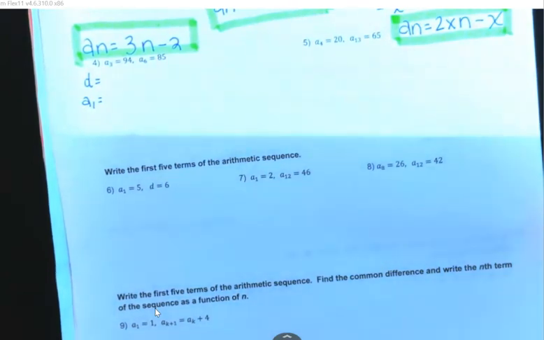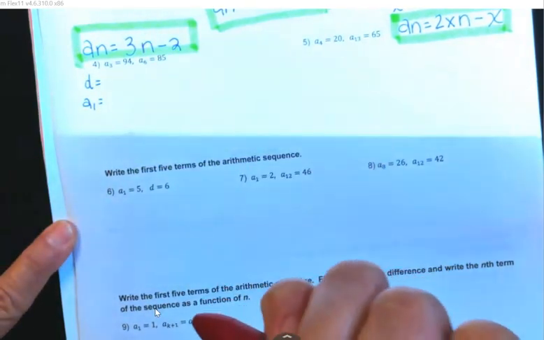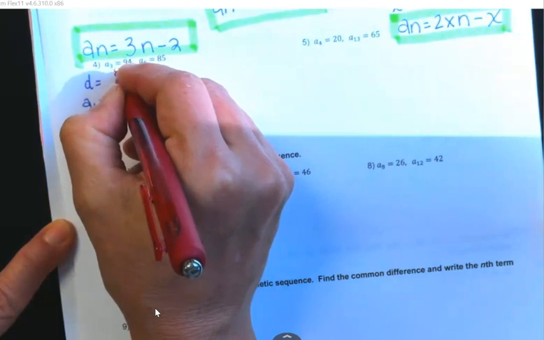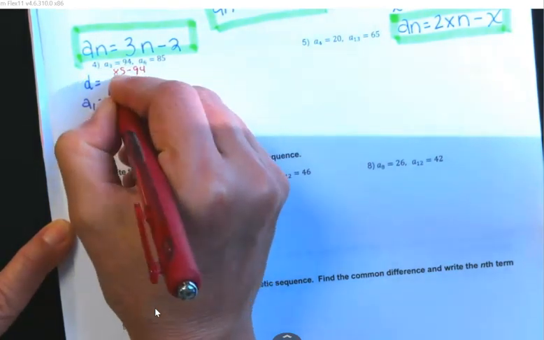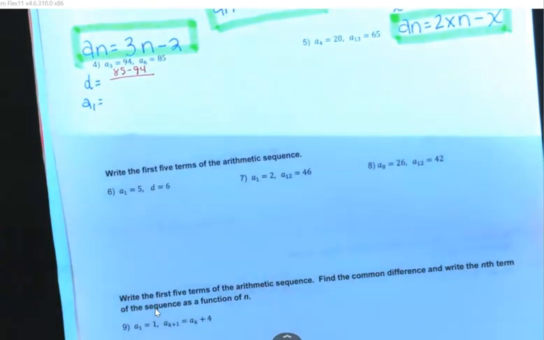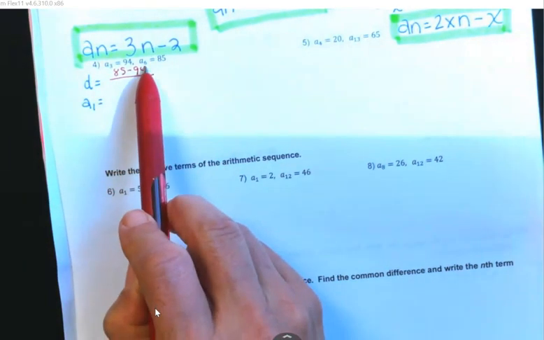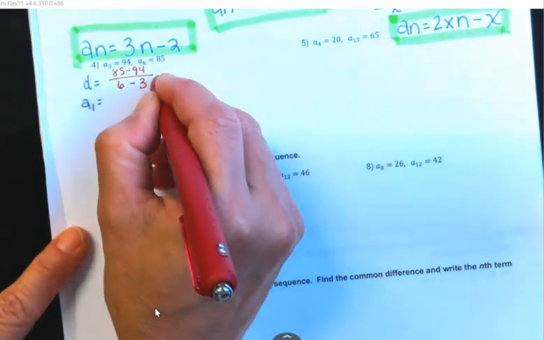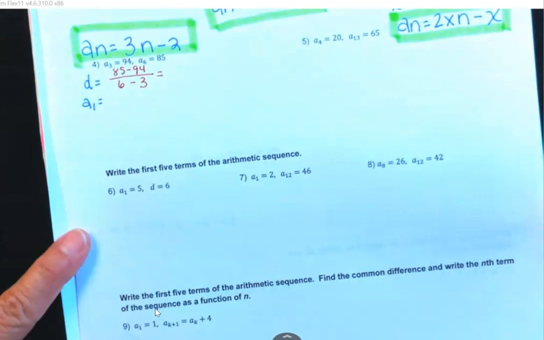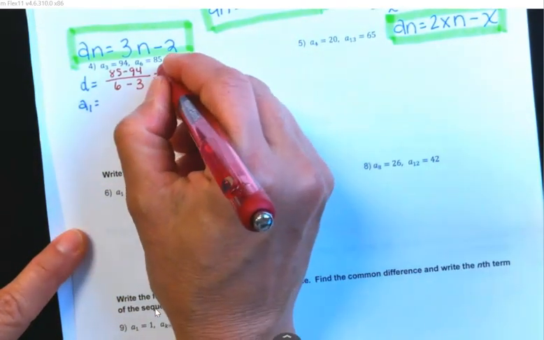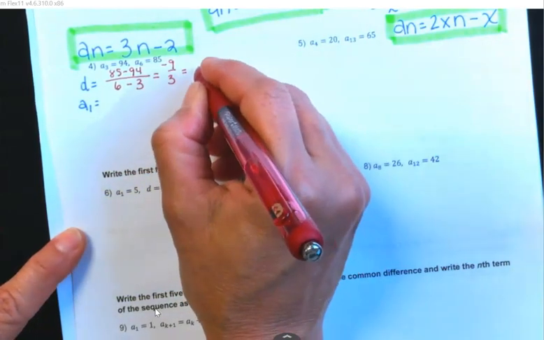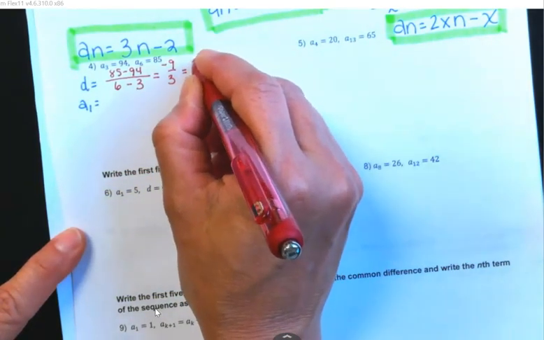So here we go to Algebra 1 flashback. To find the slope, it's going to be 85 minus 94 on top, it's a fraction. And underneath, we're going to subtract those subscripts. So underneath, it's going to be 6 minus 3. All right, so that's going to be a negative 9 over 3. So our difference is negative 3.